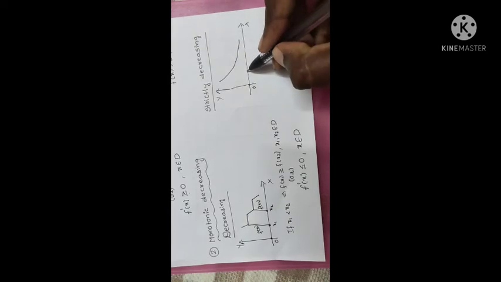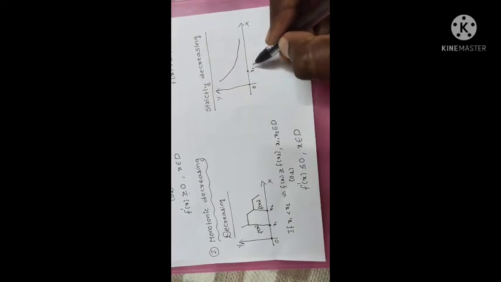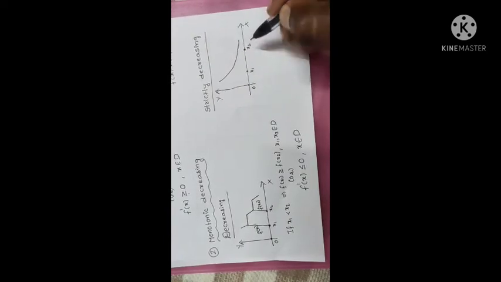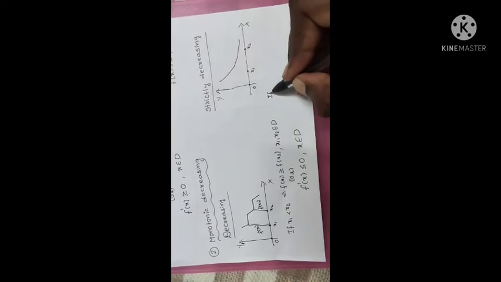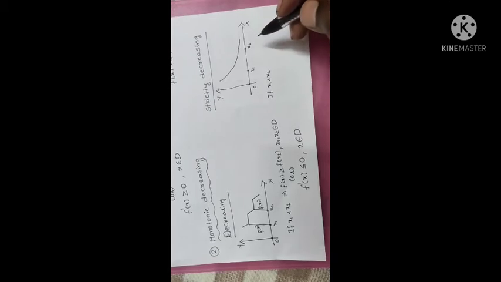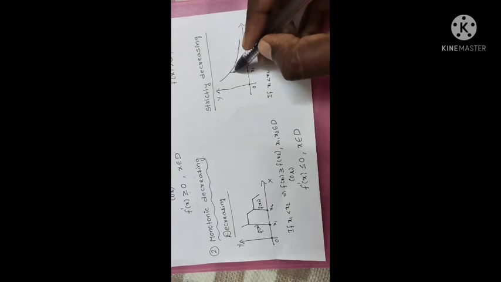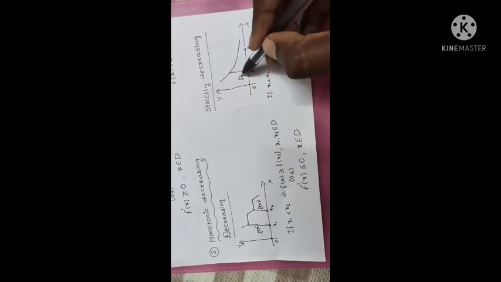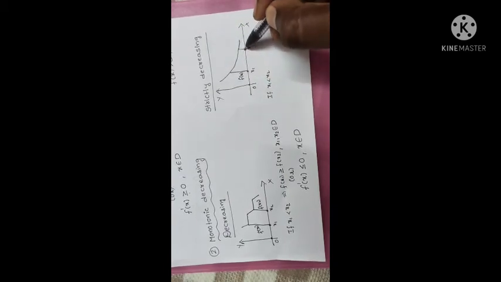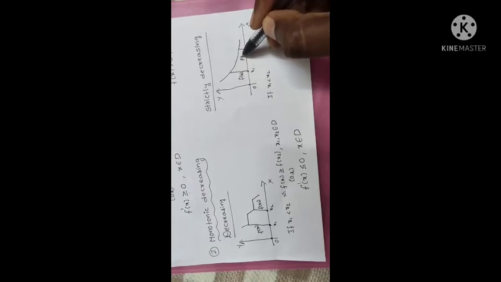Continuously decreasing, there is no deviation like this. For example, here I am taking x1, here I am taking x2. Now the condition is x1 is less than x2, because I am taking the positive x-axis on this side, so x2 is more than x1. Now this length is called f of x1 and this length is called f of x2.